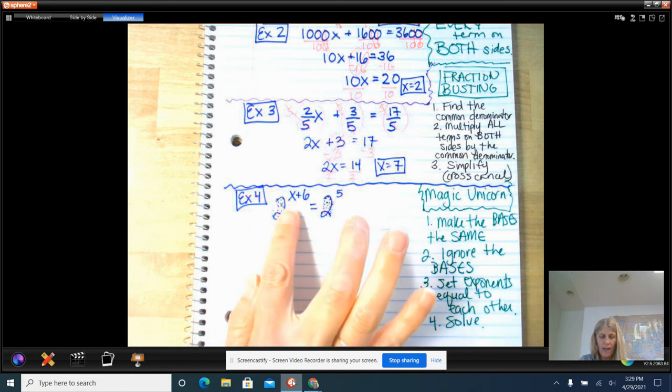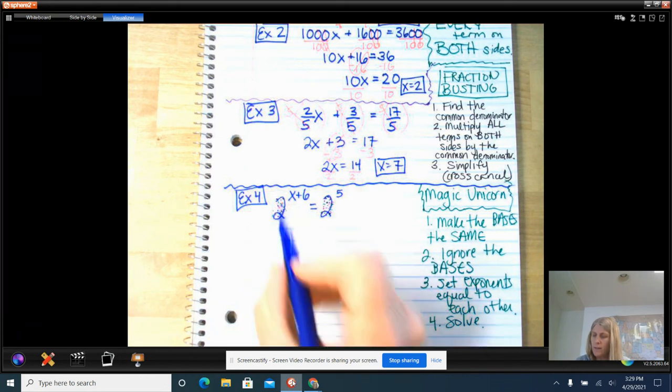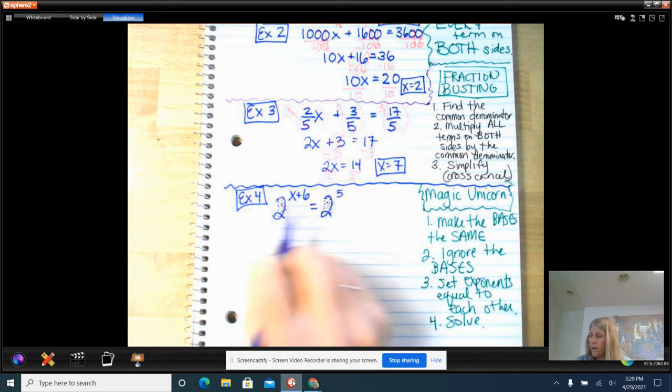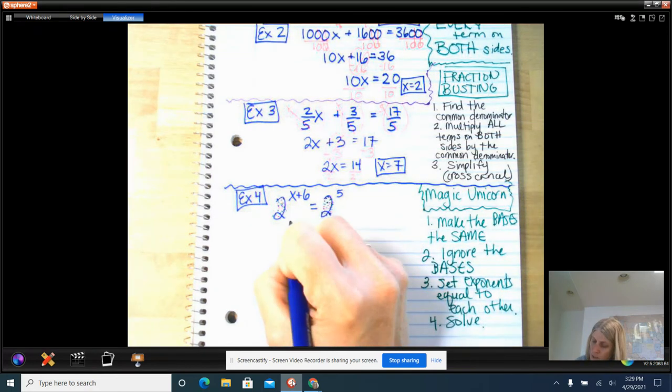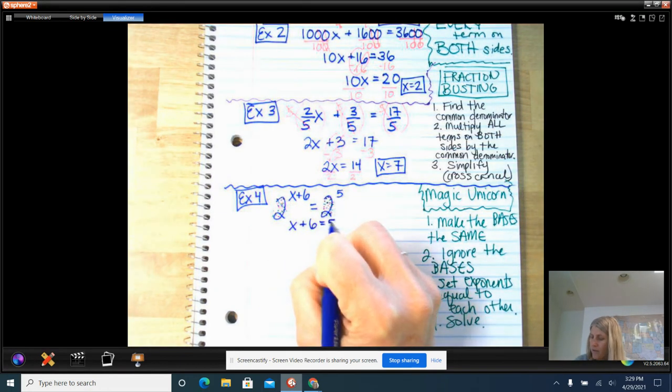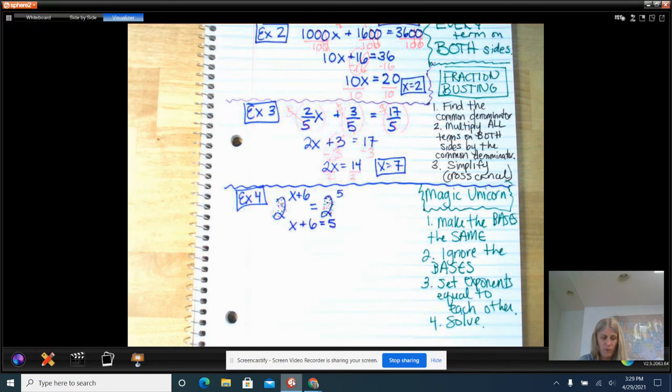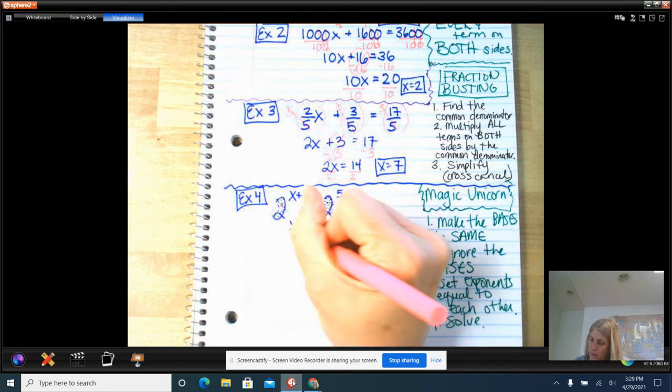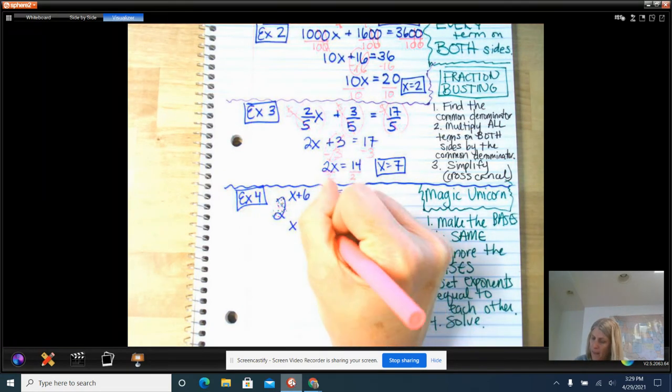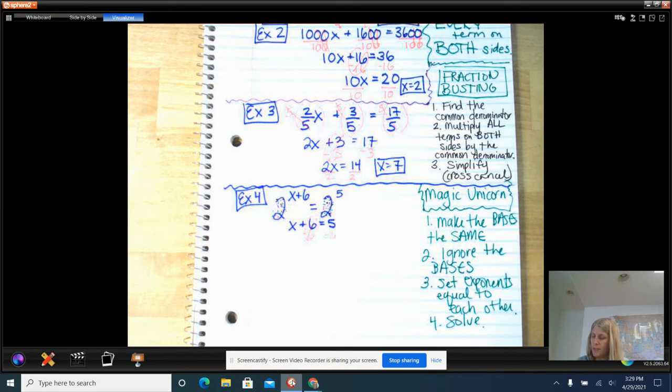And so now what we have left is simply our exponents. So we're going to set those equal to each other. X plus 6 is equal to 5. And then we're just going to solve normally. So we're going to subtract 6 from both sides, and x is equal to -1.